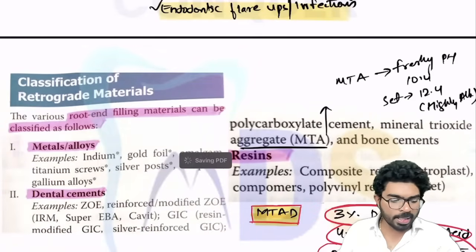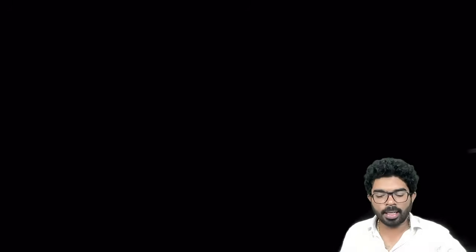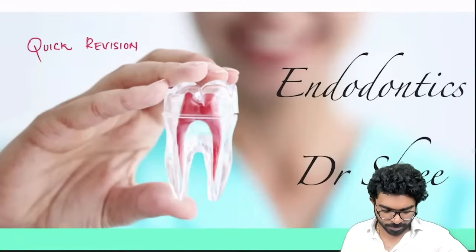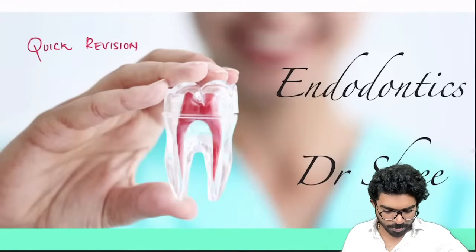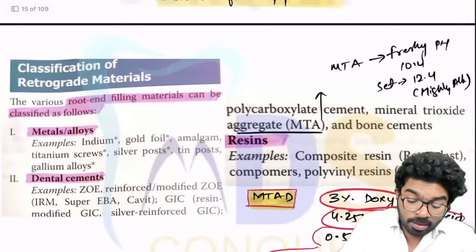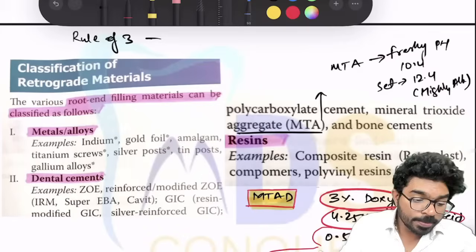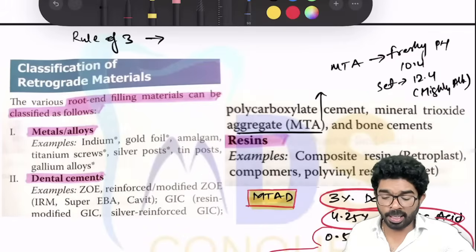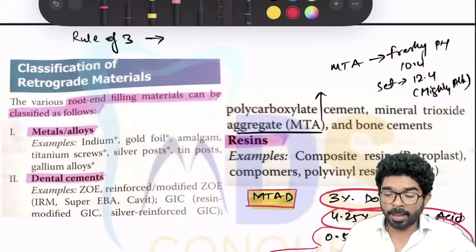Okay, so I was talking about retrograde materials. In retrograde materials, it's not exactly what is given in the textbook, but I want you to make a note about a rule called the rule of 3. By remembering this rule of 3, you can answer so many questions. Okay, what is this rule of 3 talking about? Most of the things which are going to come in endo, for example, retrograde filling material, I'm going to do in a periapical surgery.